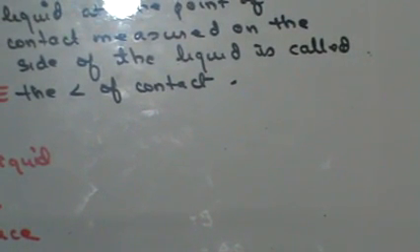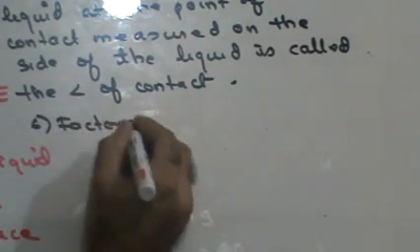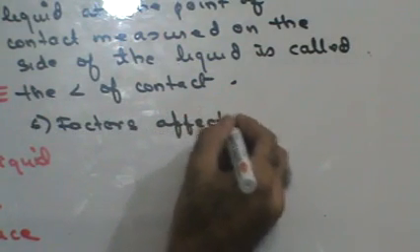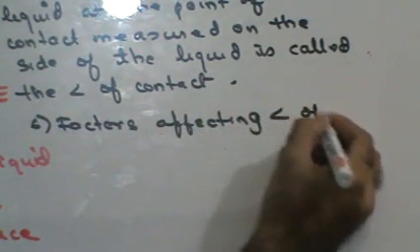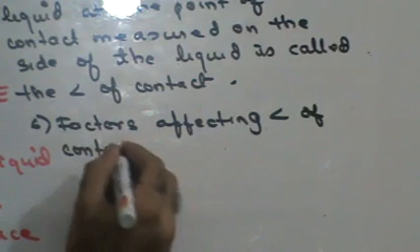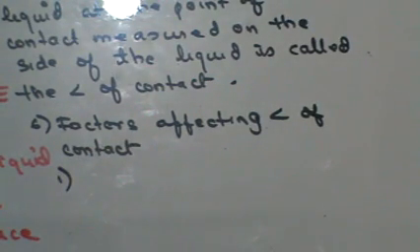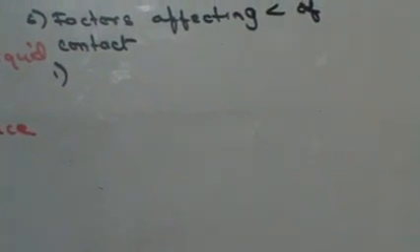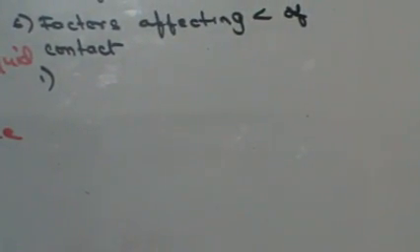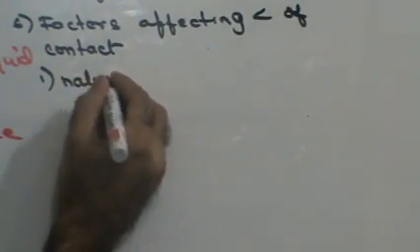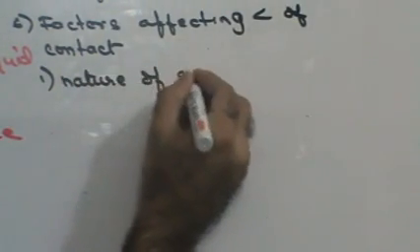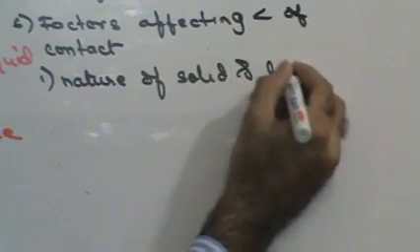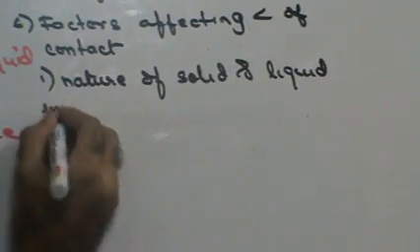Now, the angle of contact, what are the factors on which the angle of contact depends? Factors affecting angle of contact, right? The first factor that affects the angle of contact is the nature of the solid and the liquid which are in contact. The nature of solid and liquid in contact, right?